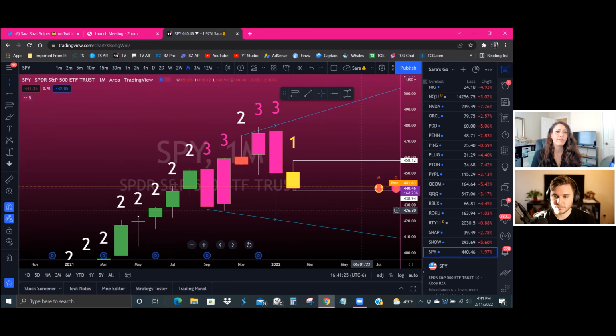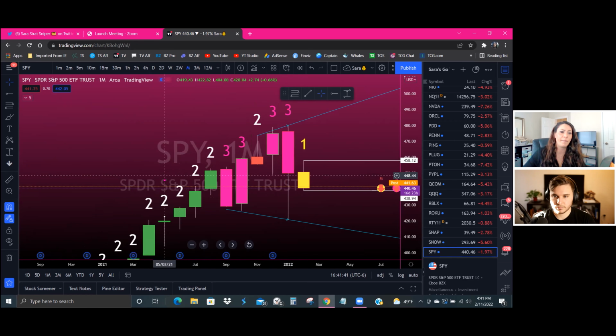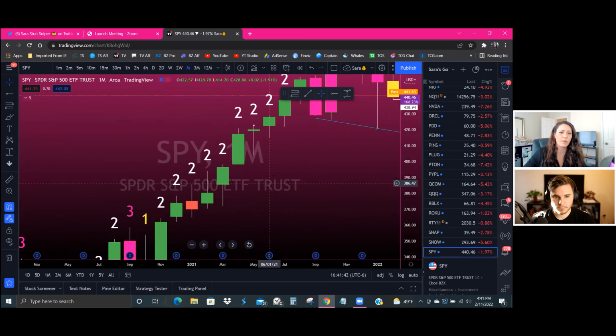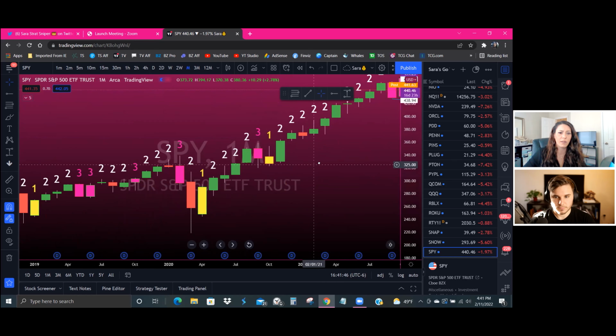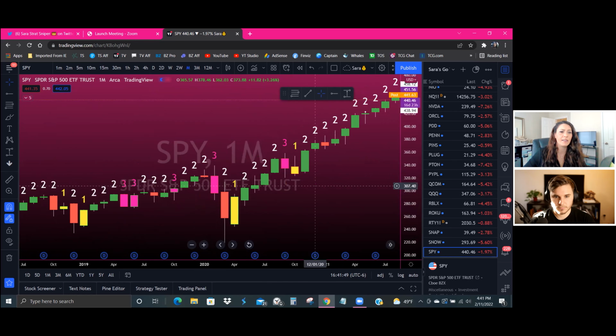People get really confused on twos, like this candle, for example. It's a two up, but it's red. For some reason that really confuses a lot of people. I also see a lot of people trying to enter on bodies and not wicks.